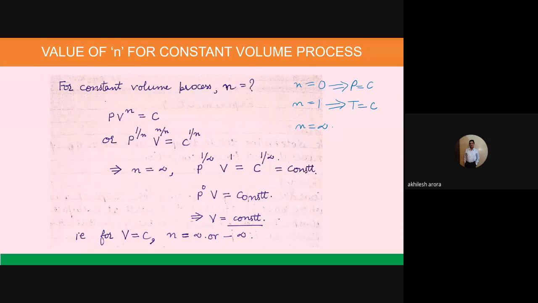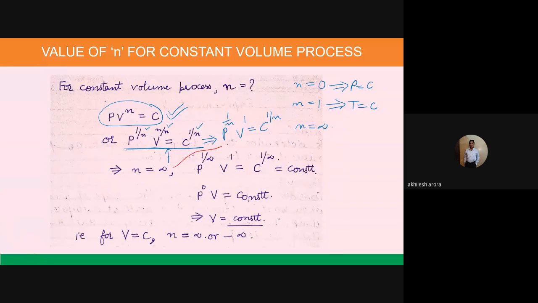So let us try to see once again. Now once again, I am using this particular equation, PV raised to power n is equal to constant. Now what I have done in this particular equation, I have taken the nth root. So it becomes P raised to power 1 by n, V raised to power 1 is equal to C raised to power 1 by n. Okay. So suppose I put the value of n as infinity for this particular equation.